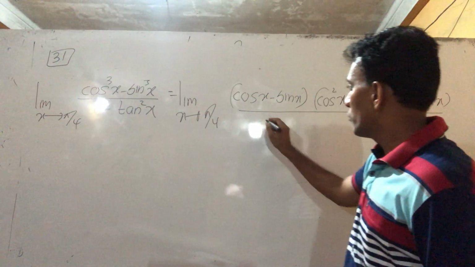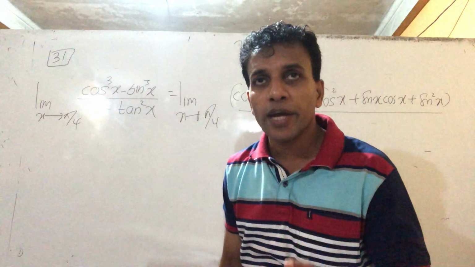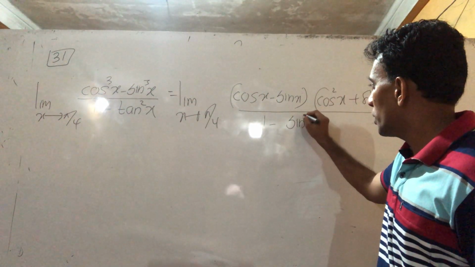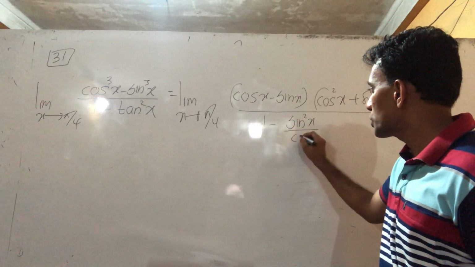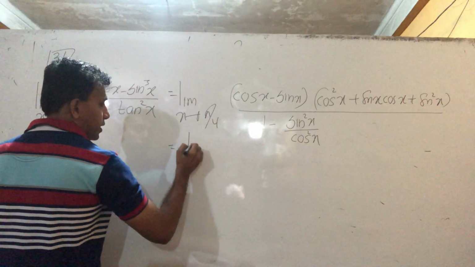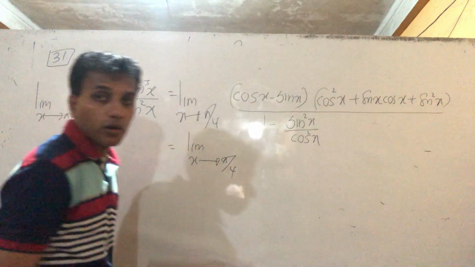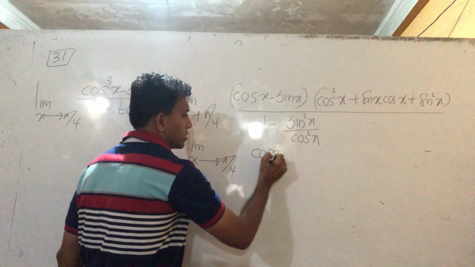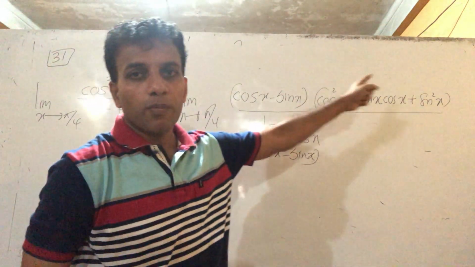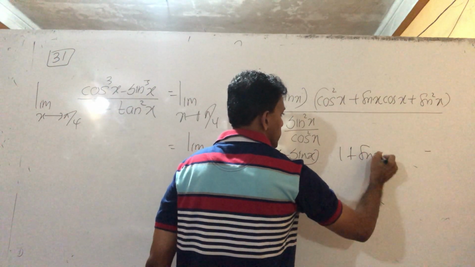And here, 1 minus tan square. Can I write tan square as what? Sine square x over cos square x. Okay. So limit x tends to pi by 4, cos x minus sine x, the one factor. What is that? Cos square plus sine square is 1, so 1 plus sine x cos x.